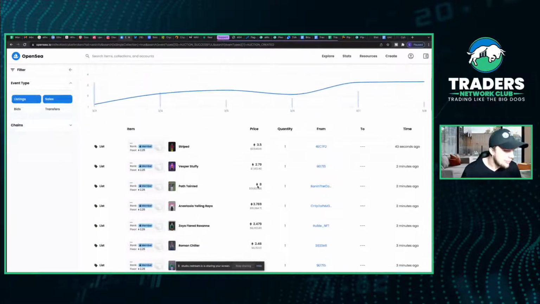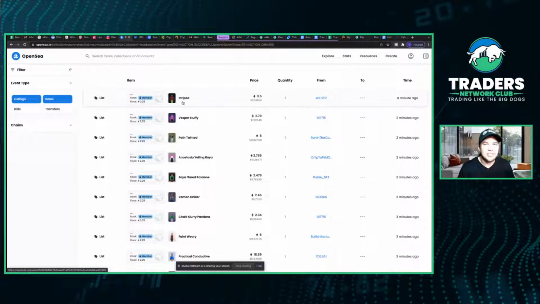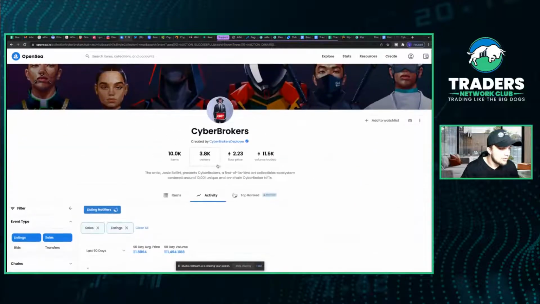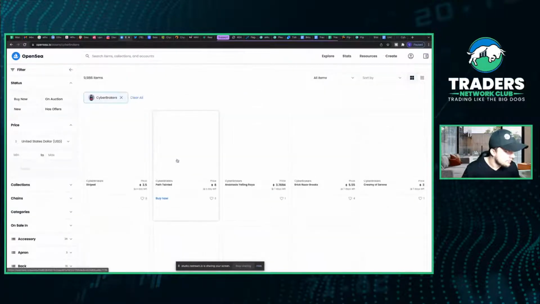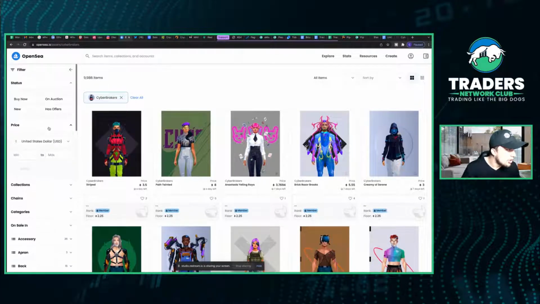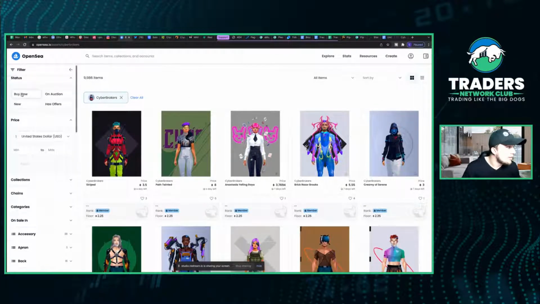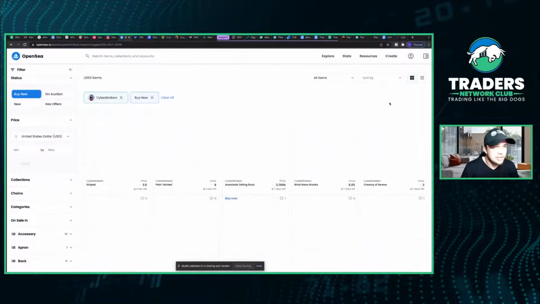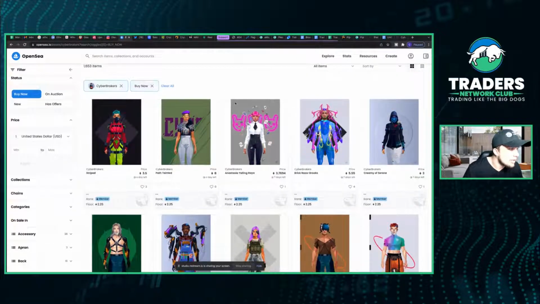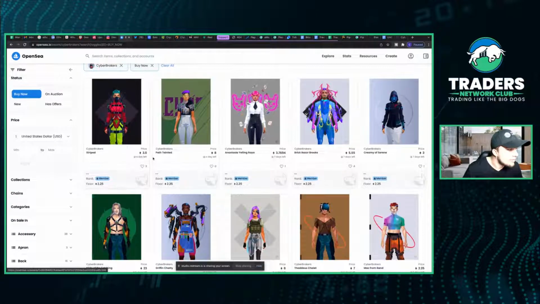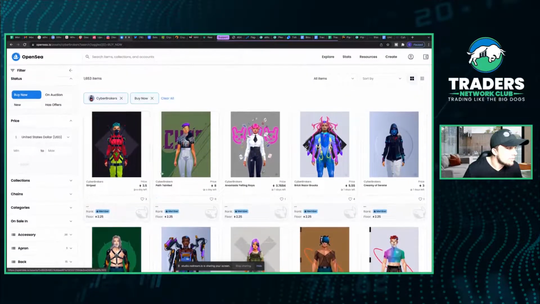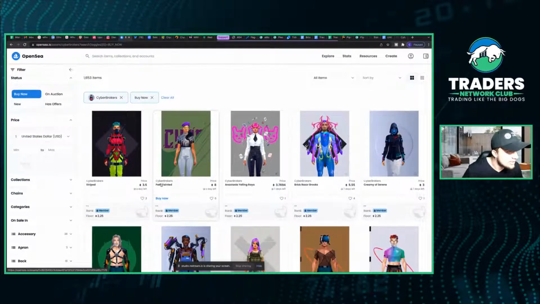So we want to get in right now, and we want to snipe for an undervalued NFT that's worth a lot. Okay, we want to snipe those rarity traits. So if we go to their items, we can go to buy now, so we can see what's buy now. And as you can see, the floor is at 3.5.